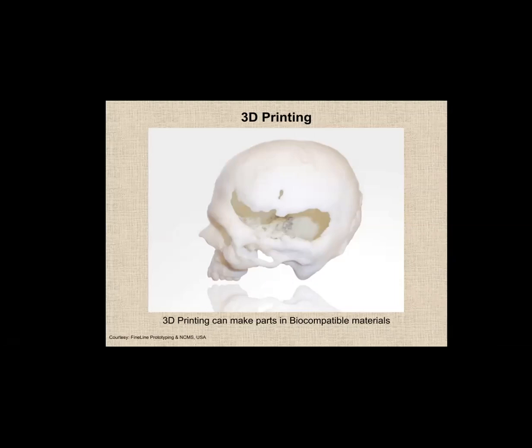Biocompatible materials, we have to take care. Biocompatible materials means they should not affect the other organs. They must be compatible with the other organs in our human body. So we also have to take care of materials while fabricating or manufacturing human organs or human implants.